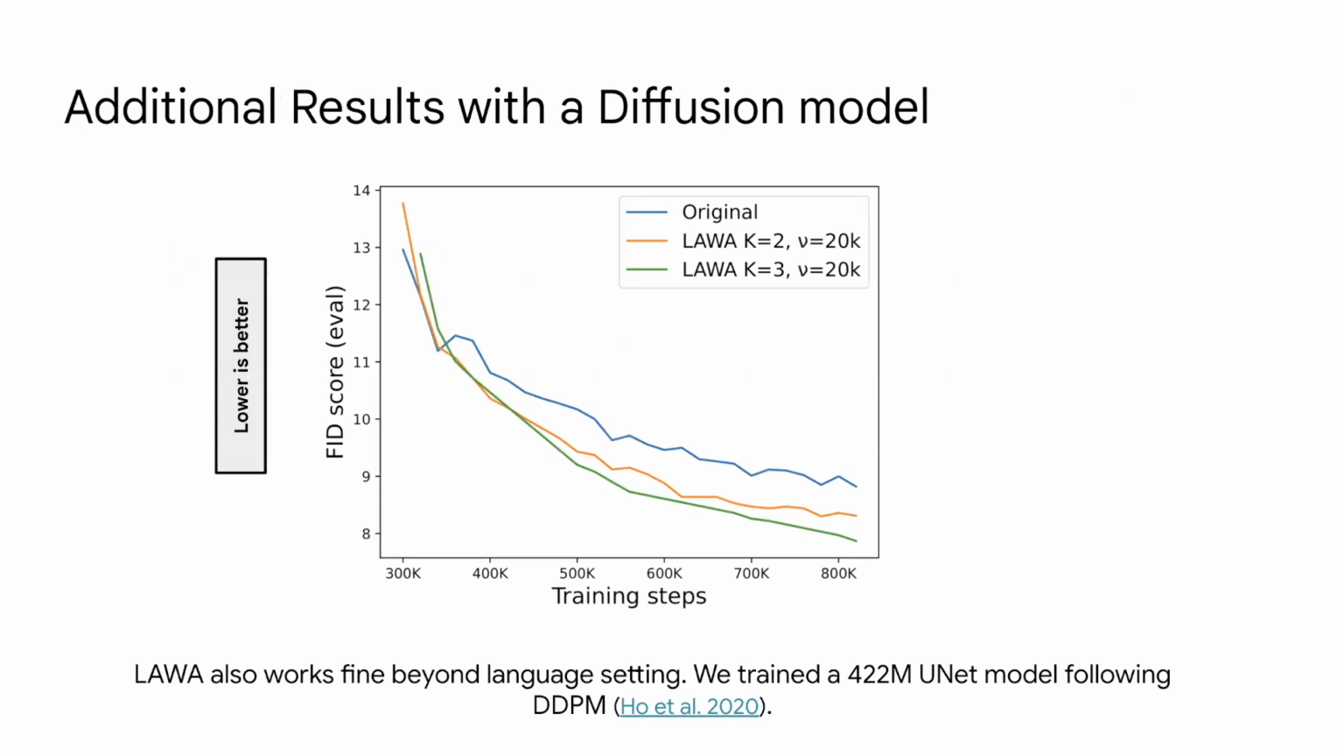Okay, an additional result, not the main focus, is that this also works in the diffusion model. My collaborator, Abhishek, ran this on his Google servers and saw that LAWA works reasonably well with the diffusion model. The y-axis is the FID score, where again, lower is better. So we get lower FID with the diffusion model as well, compared to the original training.